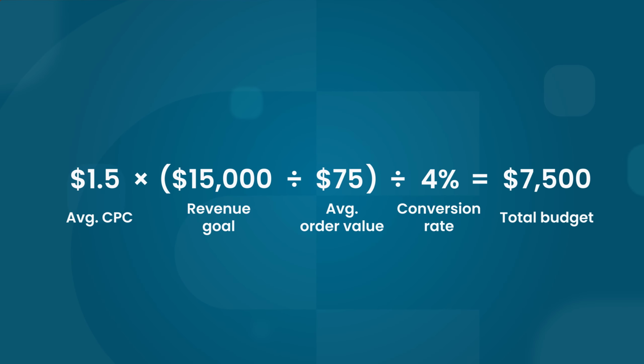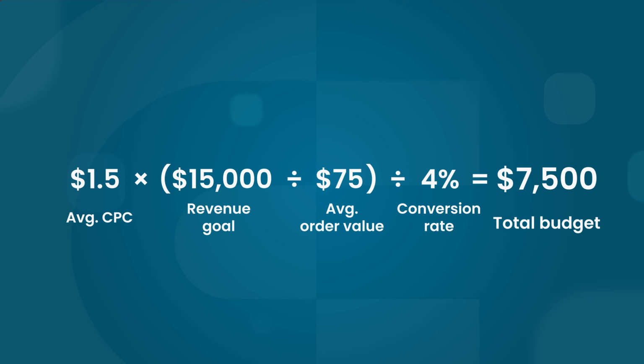Let's suppose your revenue goal is $15,000. The average order value is $75. The conversion rate is 4%, and the average CPC is $1.50. So you need a total budget of $7,500 to reach your goal.